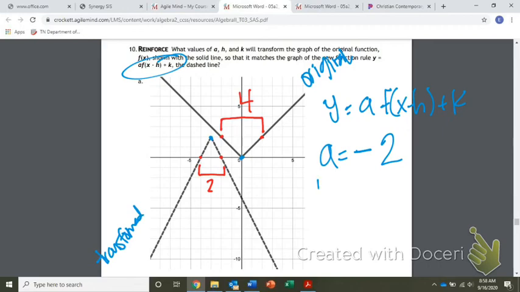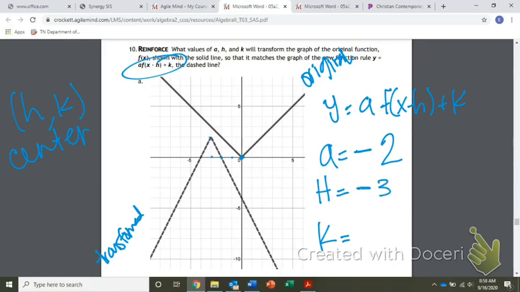Okay? Now H. Remember yesterday I talked about H and K being the center. So, I'm going to erase the red so you can see better. We started at 0, and we have to count over 1, 2, 3. So our H is going to be a -3. And our K goes up 1, 2. So that's a +2.